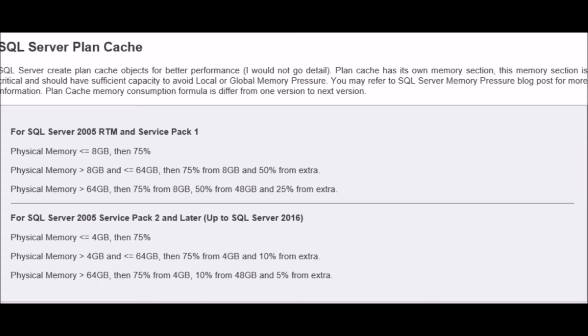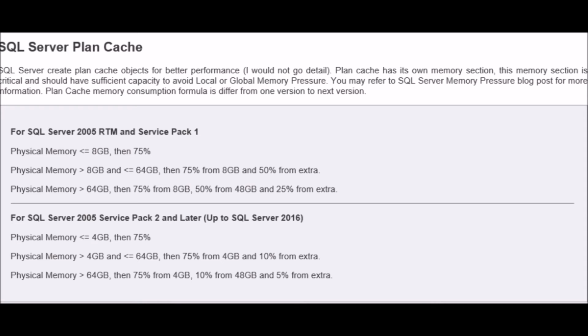And if the plan cache is not enough, it doesn't have enough memory, what will happen? We will face stolen pages. SQL Server will steal pages from the buffer pool and make it multi-page instead of single page. So that will reduce the performance significantly.